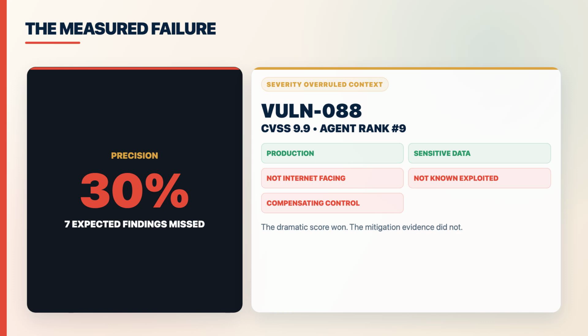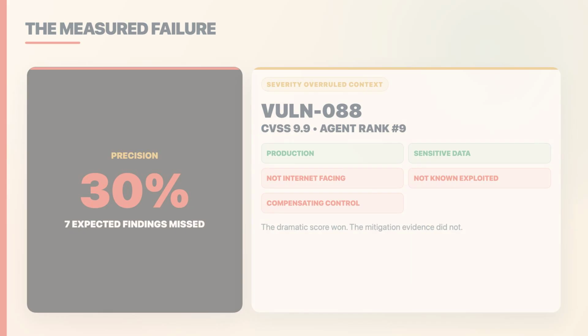One example was vulnerability 088. It had a CVSS score of 9.9 and affected production, but it was not internet-facing, was not known to be exploited, and had a compensating control. The agent still placed it 9th. That is a familiar failure pattern. The model noticed the dramatic severity and sensitive data labels, but did not consistently apply the mitigation evidence.